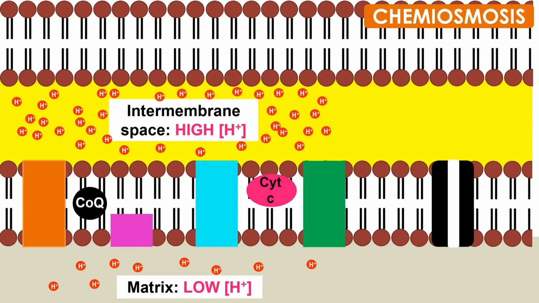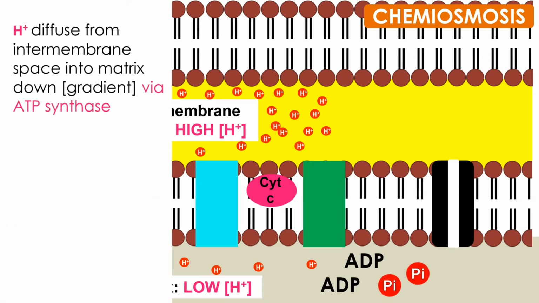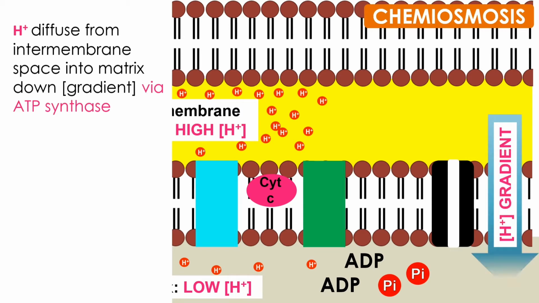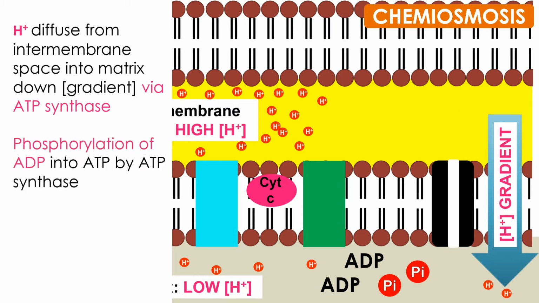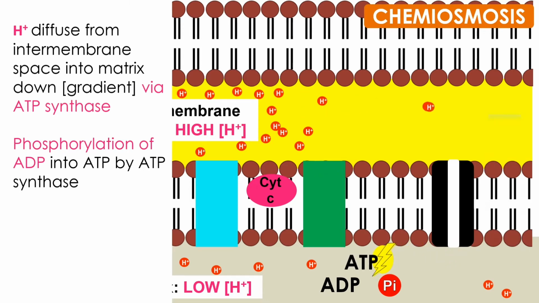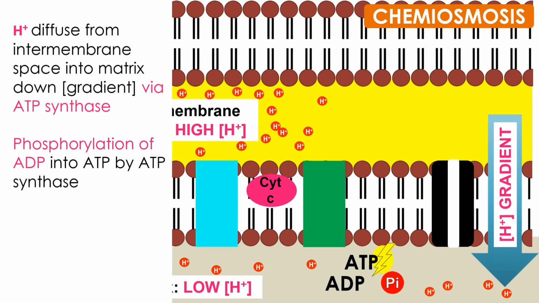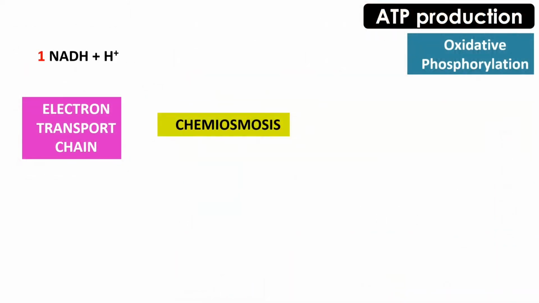chain. Because of this proton gradient, protons will diffuse from the intermembrane space into the matrix via ATP synthase. The flow of protons releases energy, which is used by the ATP synthase to phosphorylate ADP into ATP. This process will continue as long as there is a difference in the concentration of protons across the inner membrane of the mitochondrion. Next, we will discuss the products of oxidative phosphorylation.